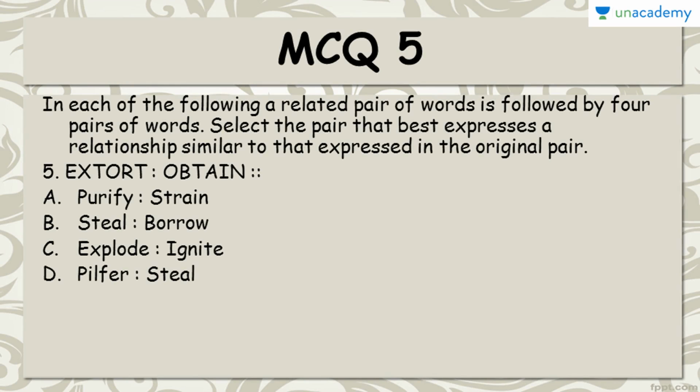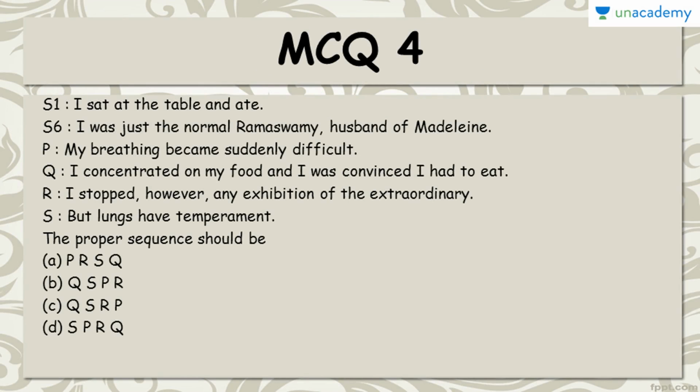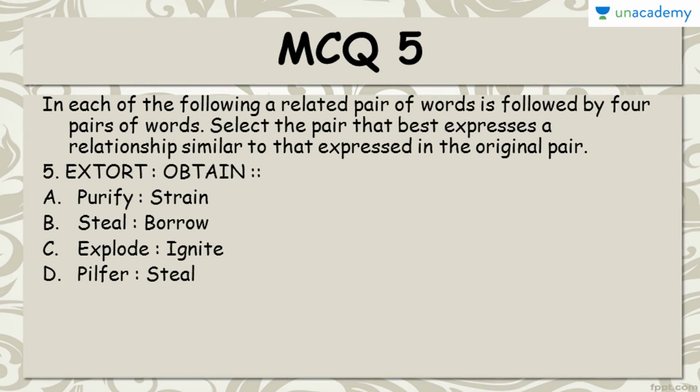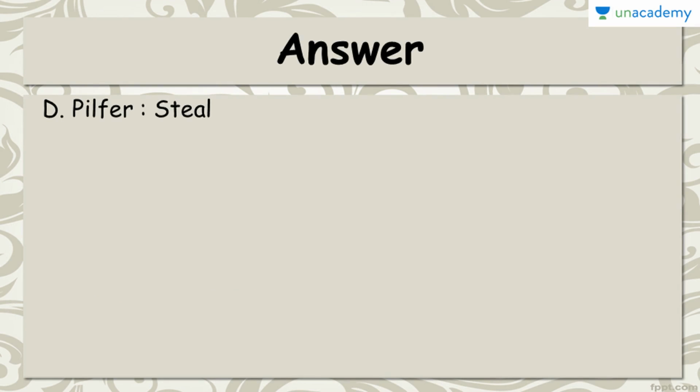MCQ fifth, we'll go with it. Just remember option A is the right answer to this. Coming to MCQ fifth, we have this word extort is to obtain. We have to find the words that have similar relationship. So we have purify is to strain, steal is to borrow, explode is to ignite, and pilfer is to steal. The right answer to this MCQ, it's D, pilfer is to steal.